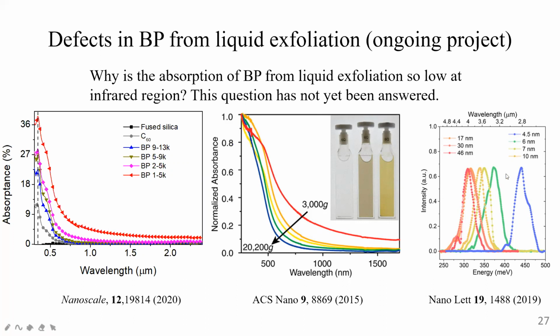Since normally a black phosphorus nanoflake, if it's more than 5 nanometers, should behave like a bulk. For bulk, black phosphorus is a direct bandgap material. The absorption in the infrared should be quite high, even if there are some monolayer or bilayer black phosphorus, but we didn't observe the absorption edge in this area. So this question has not been understood and not answered.